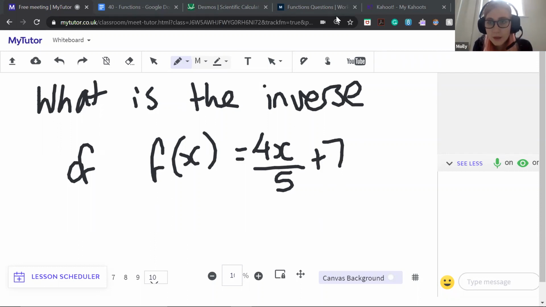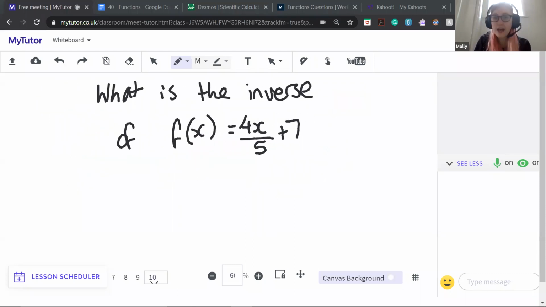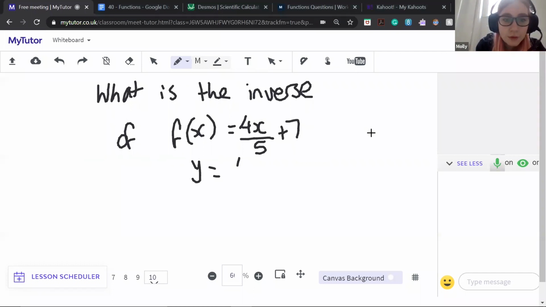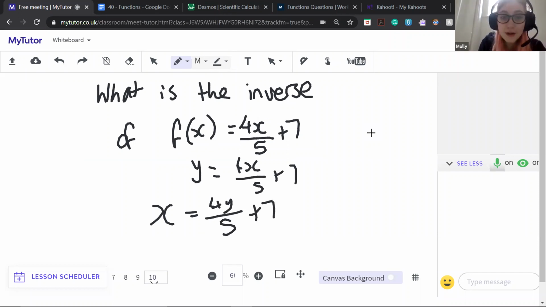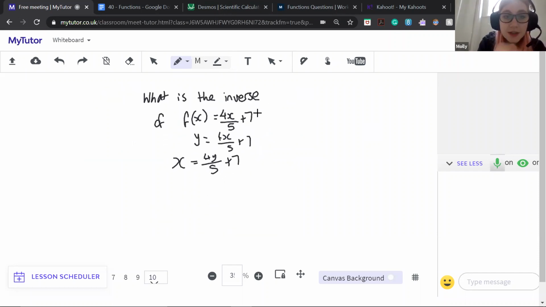Cool. People are getting at least close to this, getting some sort of an idea. I'm going to go through it so that we have time for the final Kahoot. So remember, we're just reversing each step. So let's write this as y equals 4x over 5 plus 7. Reflect it in that axis, so just swap these over. x equals 4y over 5 plus 7. Rearrange to find y. So we'll do the different steps one at a time. First of all, subtract 7 instead of adding it. Then multiply it by 5 instead of dividing.